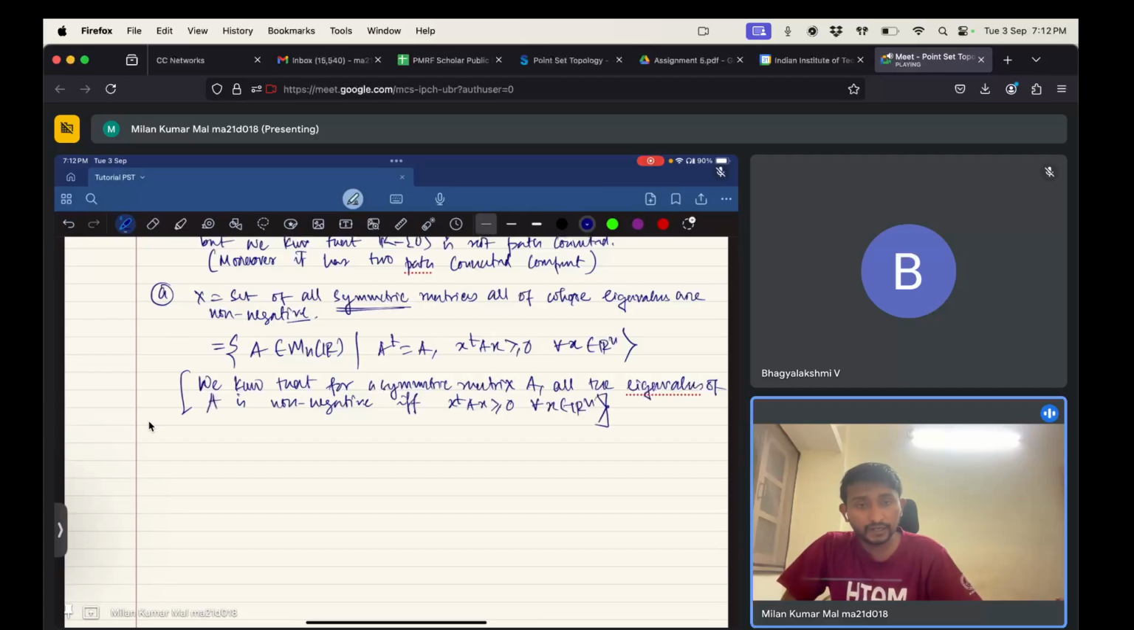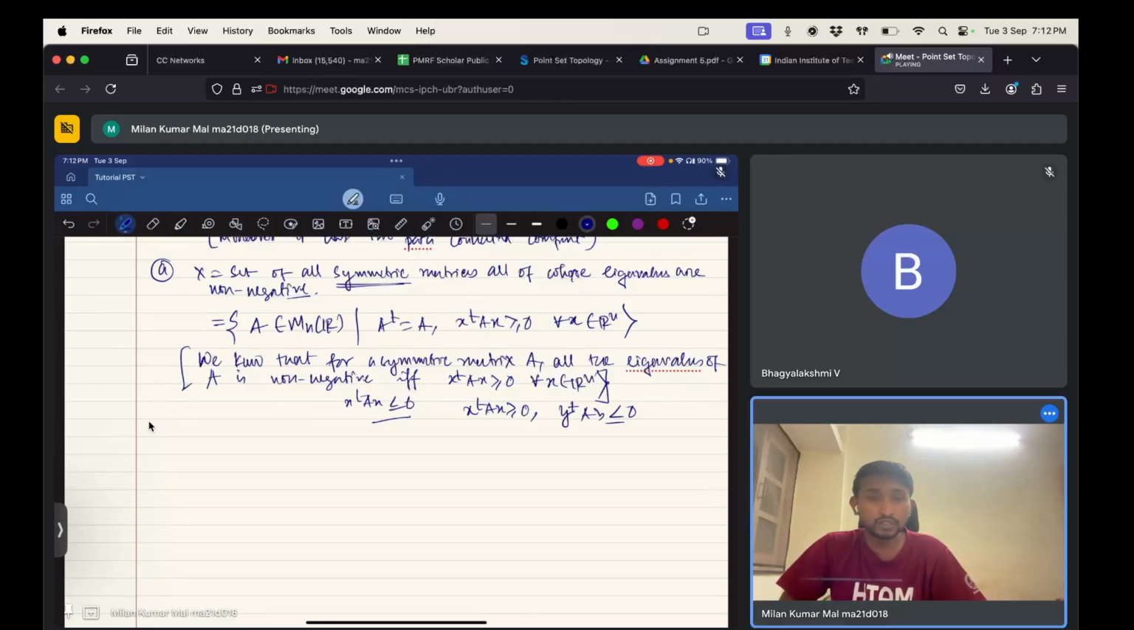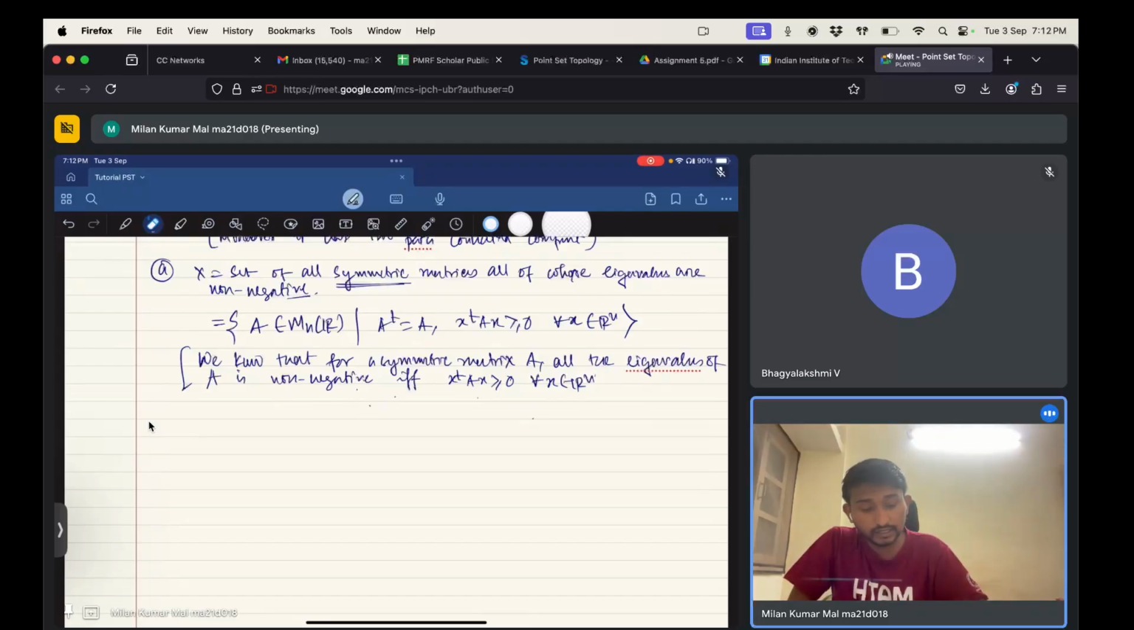Similarly, there is one more fact: all the eigenvalues will be non-positive if and only if X transpose AX is less than or equal to 0. But if there exists an X for which X transpose AX is positive, and there exists a Y for which Y transpose AY is negative, that does not imply anything. That does not say that the eigenvalue can be positive or negative. That doesn't say, but yes, that will hold for a symmetric matrix. So that's why this set is something like this.